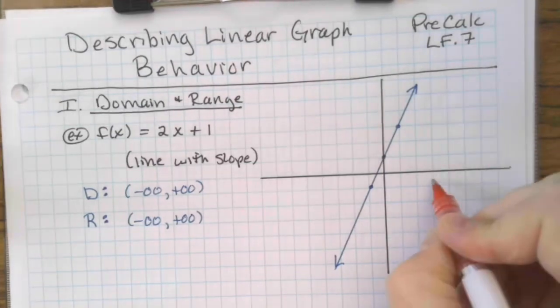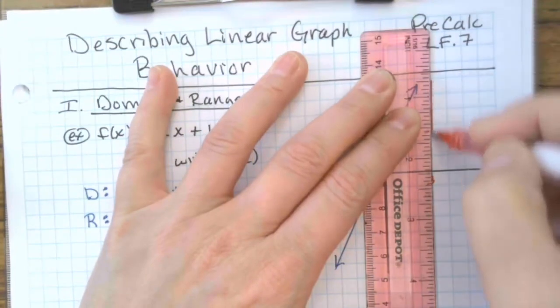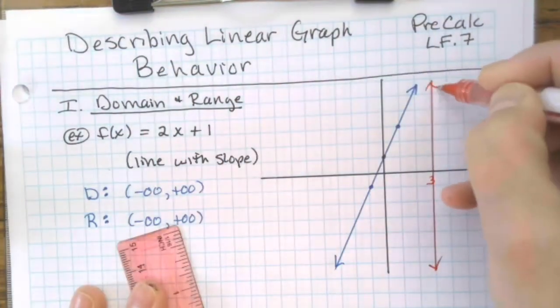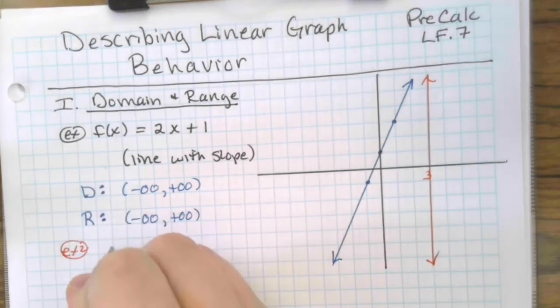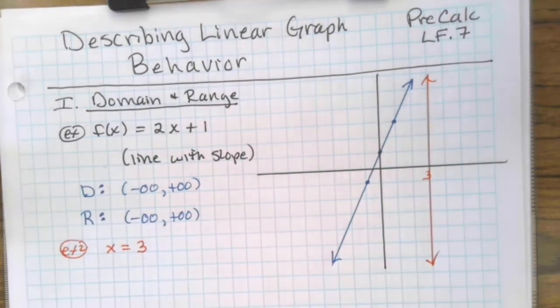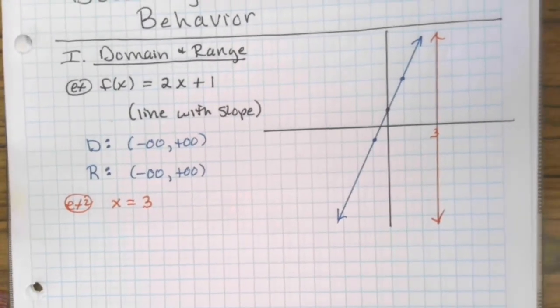So I want you to draw a line at 3. Okay, this is example 2. This is the line x equals 3. So this is not going to have negative infinity to positive infinity for both domain and range. Well, let's look at it.